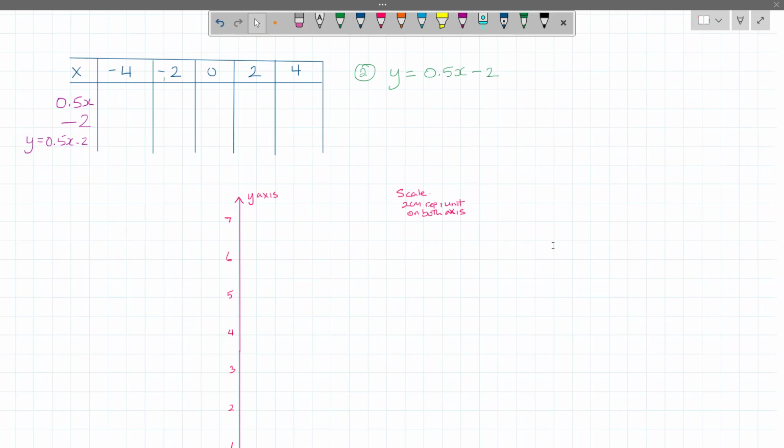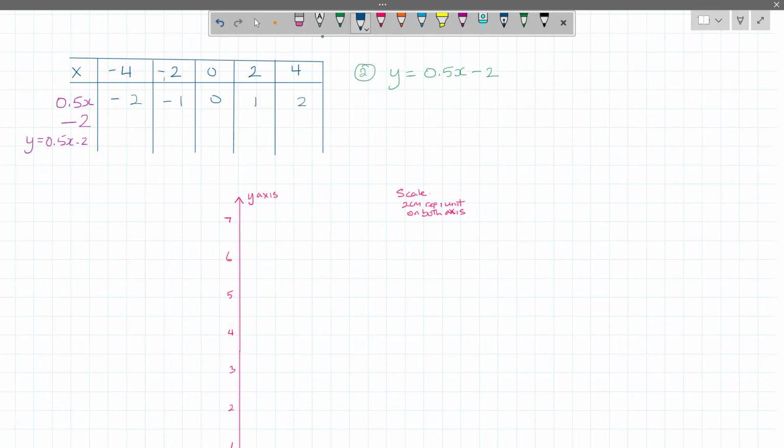All right, so sometimes our equation could look like this, right? So we have 0.5. What we would want to do here, though, is to use values that would make it easy for us to work out. So 0.5 is a half. So what I did is I used all even numbers. So 0.5 of negative 4 is going to give negative 2. 0.5 of negative 2 gives me negative 1. 0.5 of 0 is 0. 0.5 of 2 will give me 1. 0.5 of 4 will give me 2.